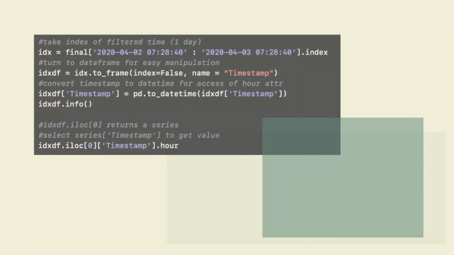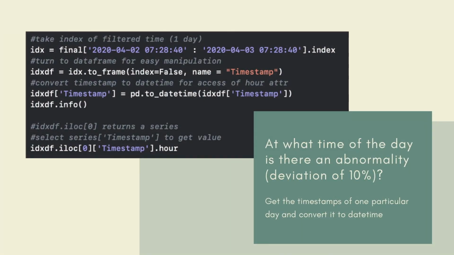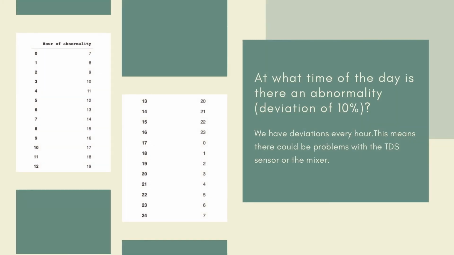If we want to take a closer look at the data, we can ask at what time of the day is there an abnormality, a deviation of 10% for example. Since we're already working with a data frame containing only deviations, we can get the timestamp stored when the deviations occur for one particular day and convert it to date time. And here, we can see that we have sensor deviations every hour. This means there could be problems with the TDS sensor or the mixer.